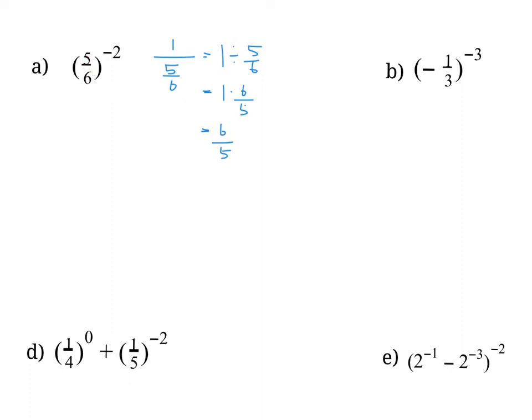So we're just going to rewrite this as 6 over 5, all to the power of positive 2. And now we know what to do with this. We're just going to make sure that the 6 gets squared, we're going to make sure that the 5 gets squared, and we're going to be left with 36 over 25.